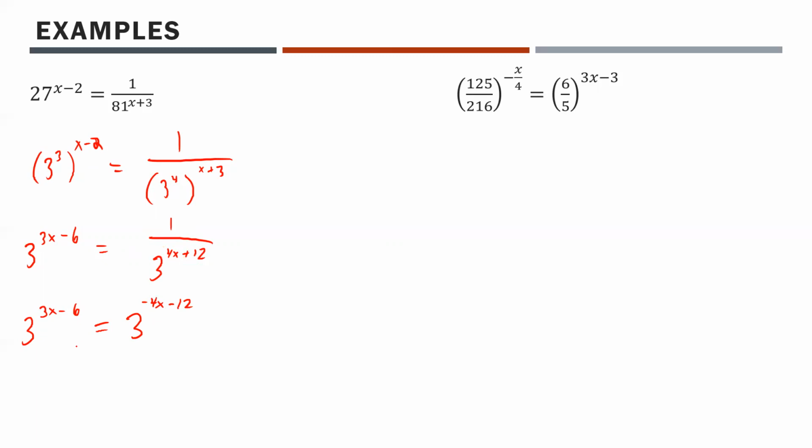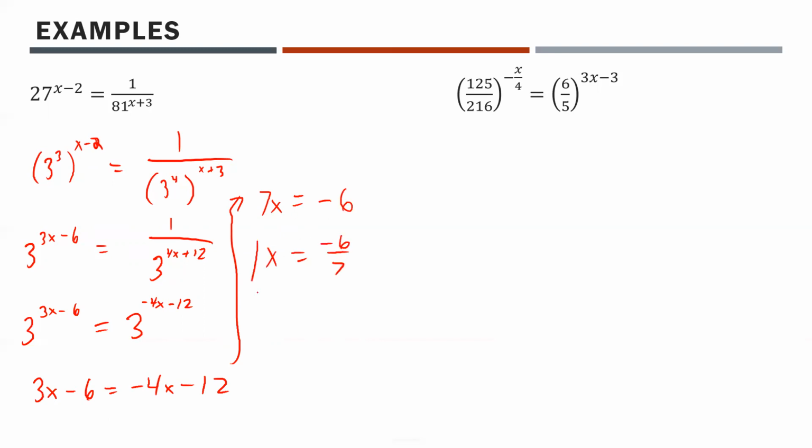Now they have the same base, so let's just ignore that. 3x minus 6 equals negative 4x minus 12. Add 4x on both sides. I'm going to do it way up here. Add 4x on both sides, we're going to get 7x. I'll add 6 on both sides just for good measure. So negative 12 plus 6 is negative 6. Divide by 7 on both sides, x is equal to negative 6 over 7. Cool. All right, next one.